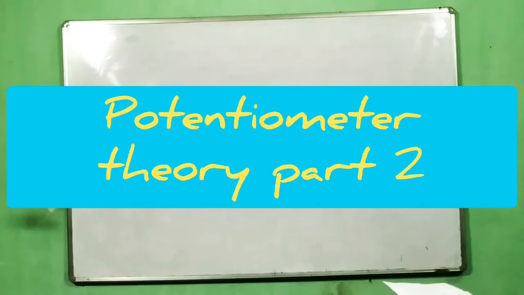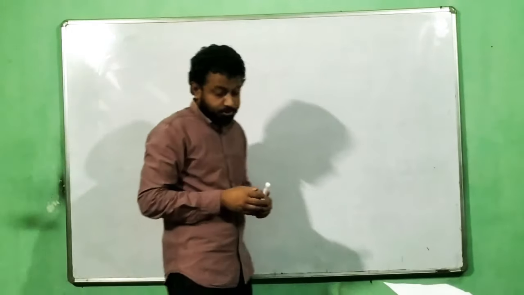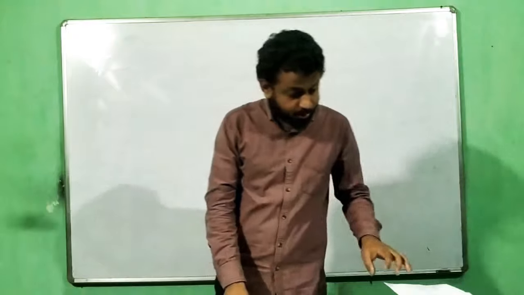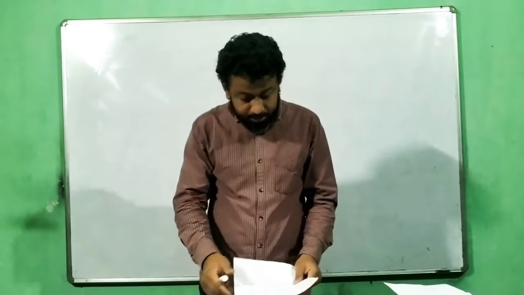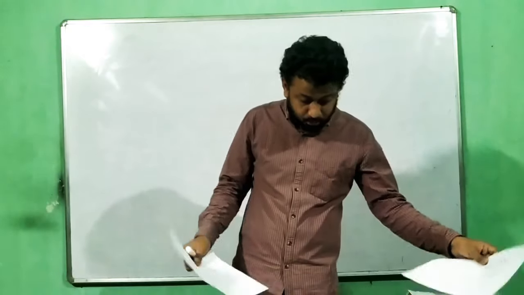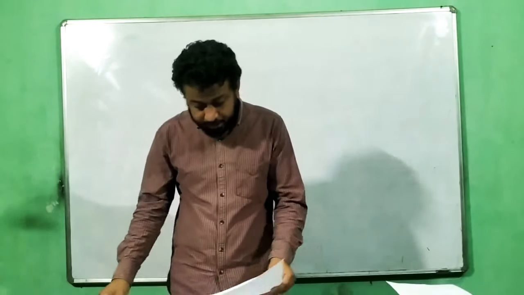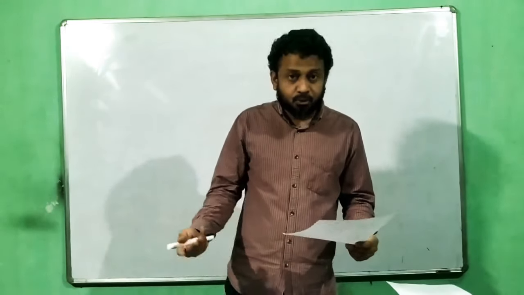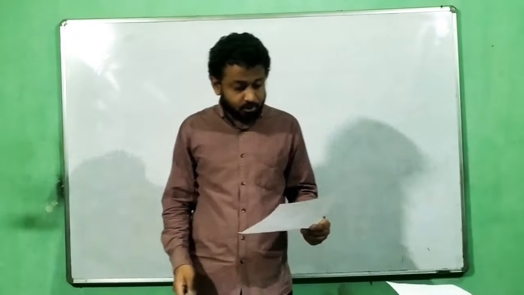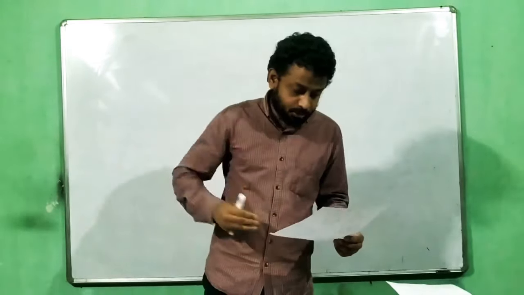Today we are going to start the second part of theory for the topic called potentiometer. In the previous class we have discussed the potentiometer and how it is used for finding the unknown EMF and also for comparing two EMFs. And we got a formula of E1 by E2 is equal to L1 by L2, or E2 by E1 equals L2 by L1. Don't change the order.